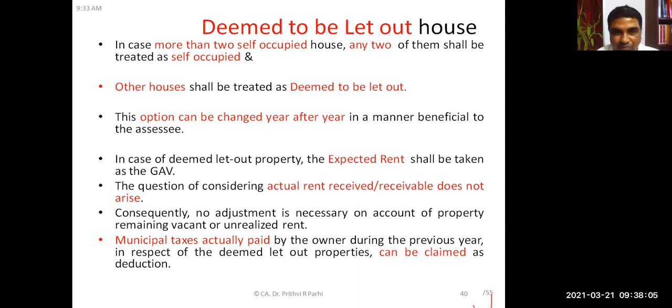Once it is deemed to be let out, actually it is not let out, but we are assuming it to be deemed to be let out. We are only assuming, not actual. So there will be no actual rent, because it's not let out. The question of actual rent will not arise. Normally we compare expected rent with actual rent, but here actual rent is not there. So what will happen? The expected rent shall be treated as the gross annual value.